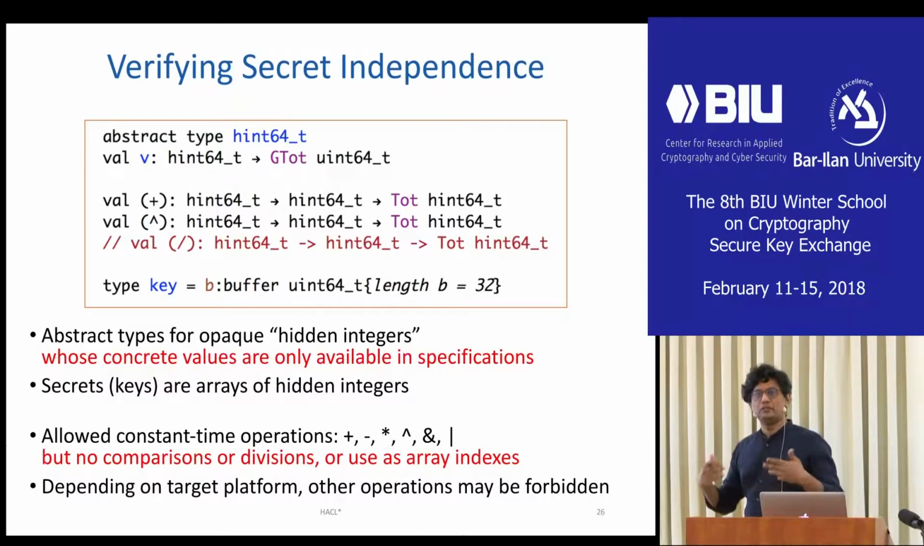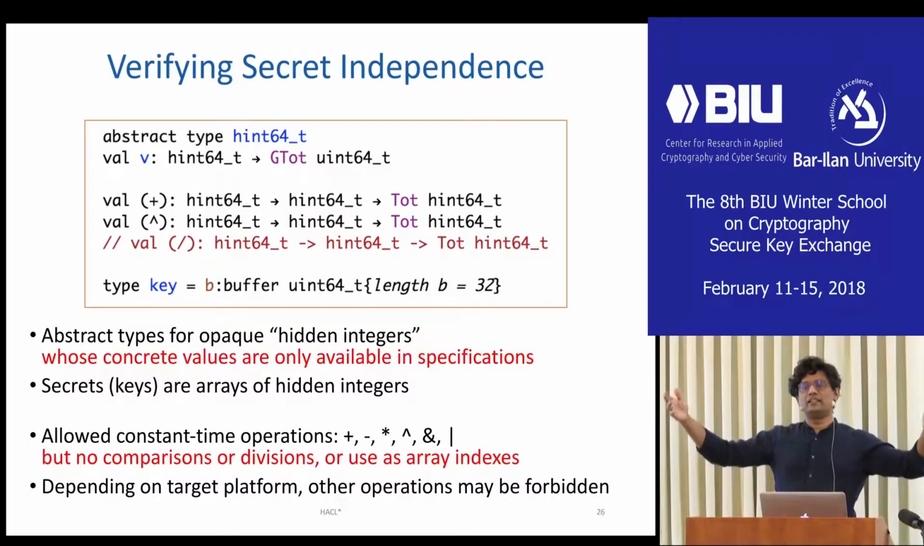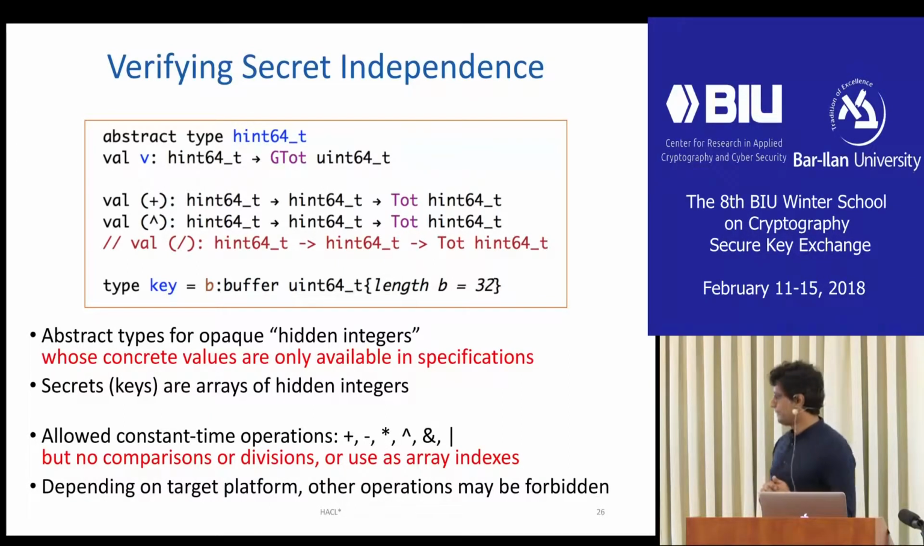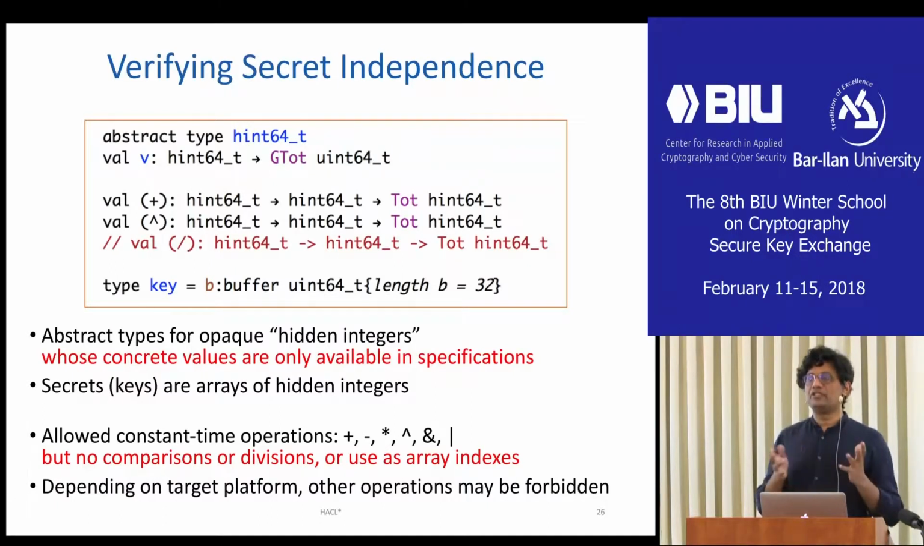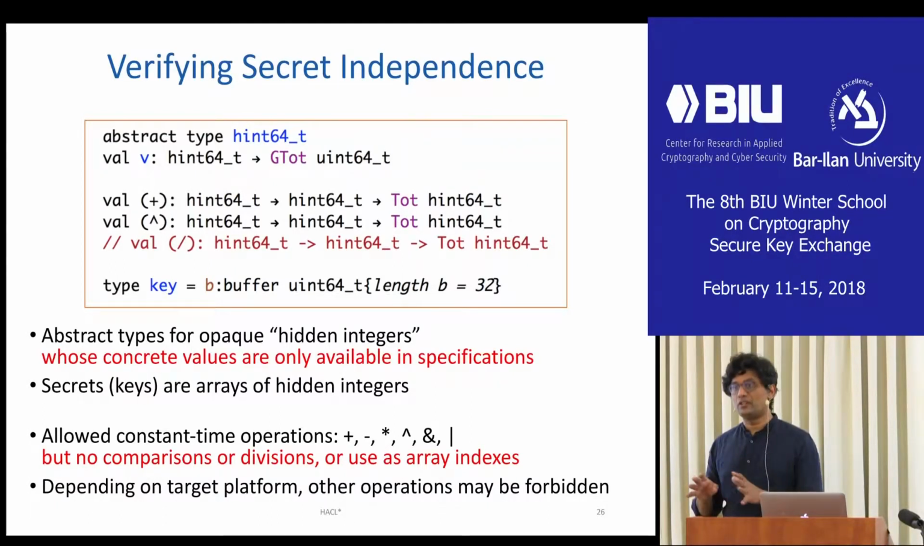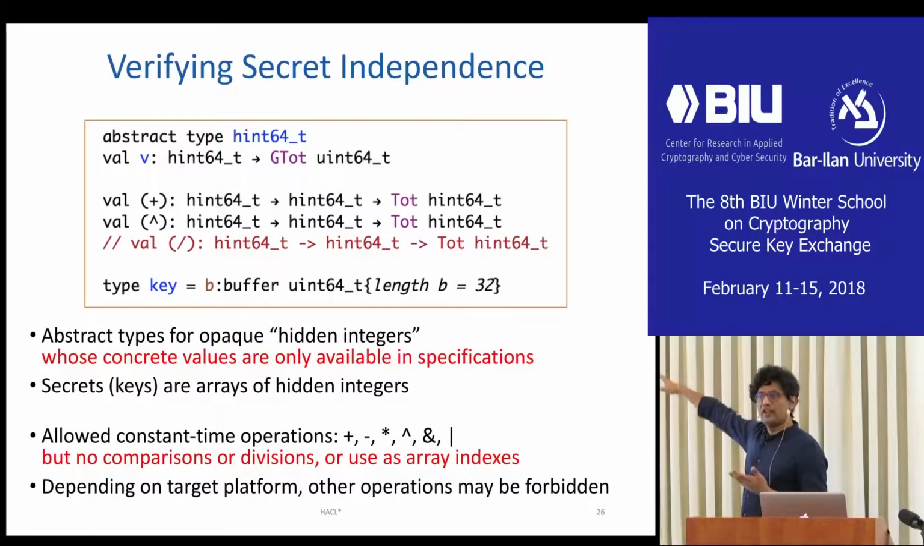But then you can put them into buffers and make a secret, which is basically an array of hidden integers. And that's typically how you represent your secrets. So for now, in this API, you would say no comparisons, no division, no modulo. But on some architectures, it might turn out that even multiplication for 64-bit integers is not constant time. And if it's not constant time, you can't allow it in there. Or you have to re-implement it in a way that might be constant time. So this is your ground truth about the machine model that you're working with.